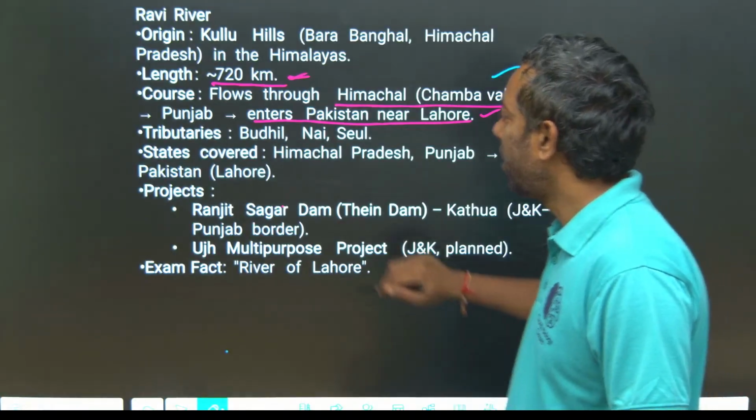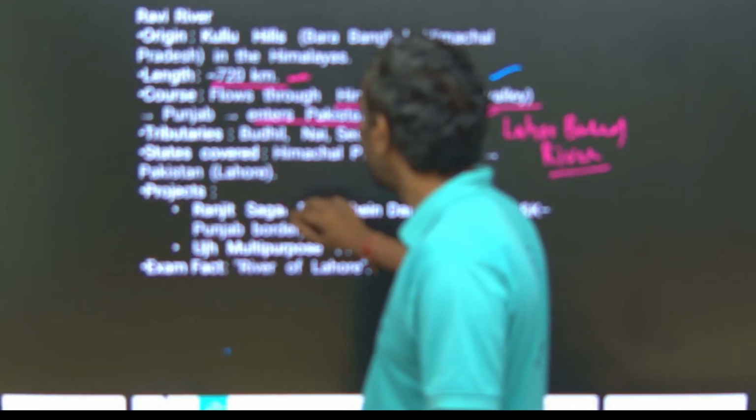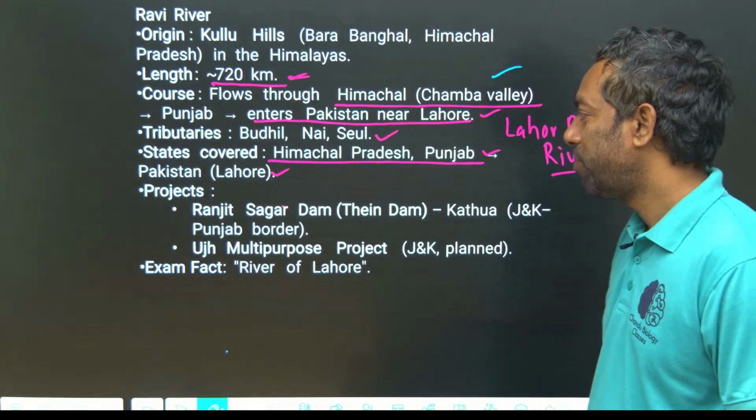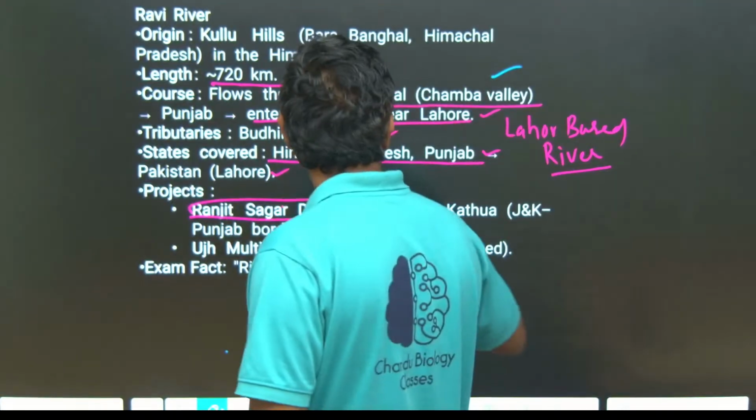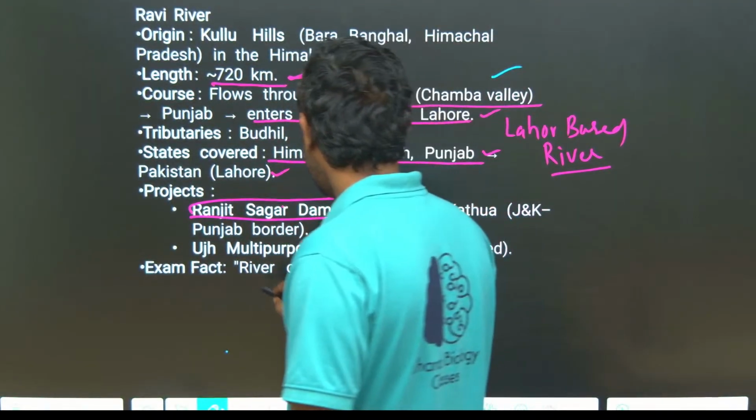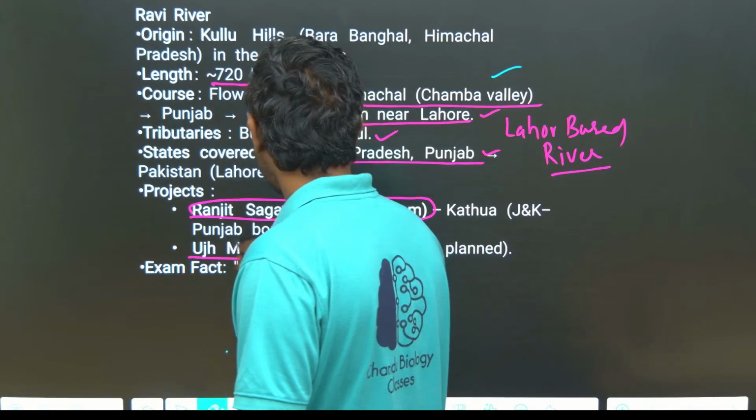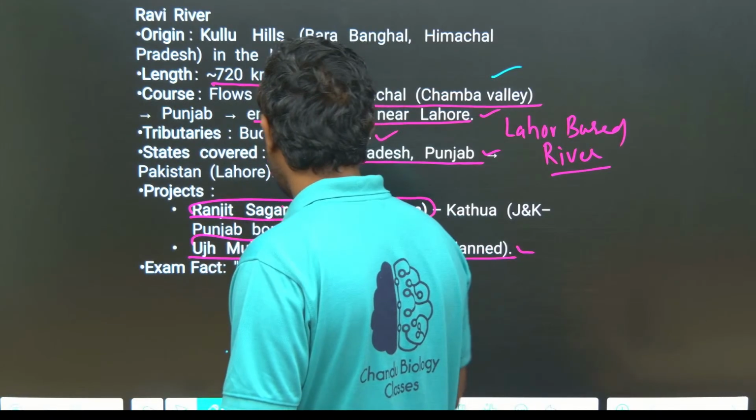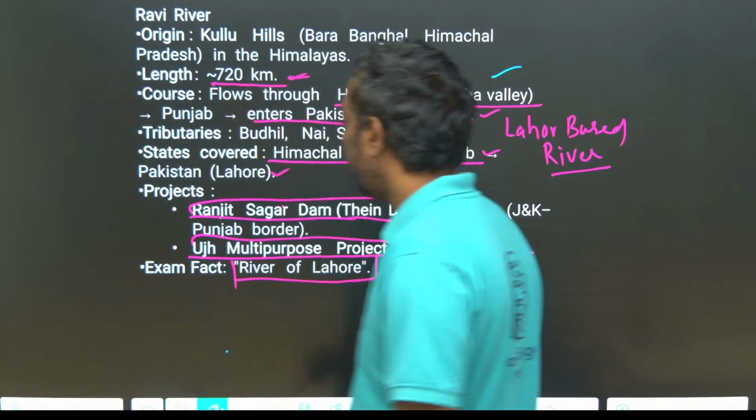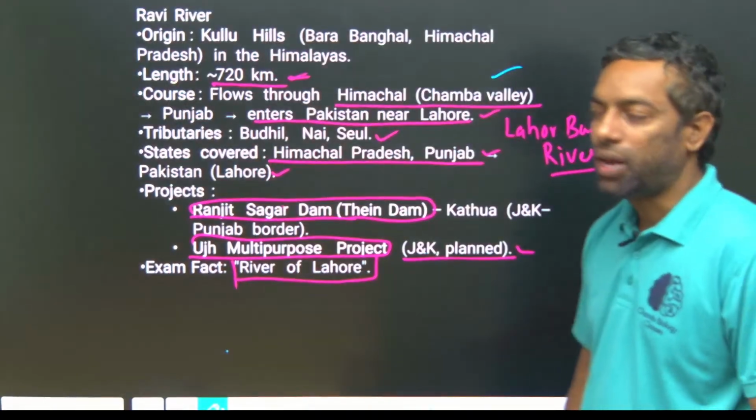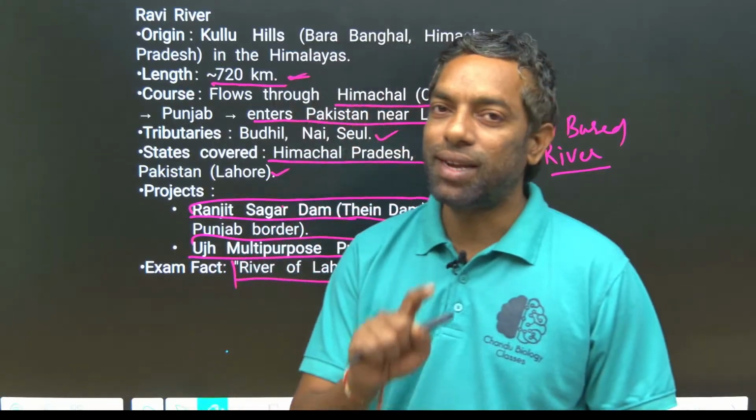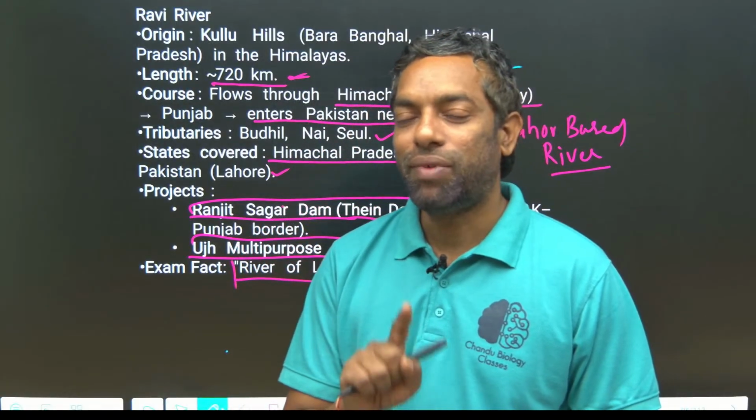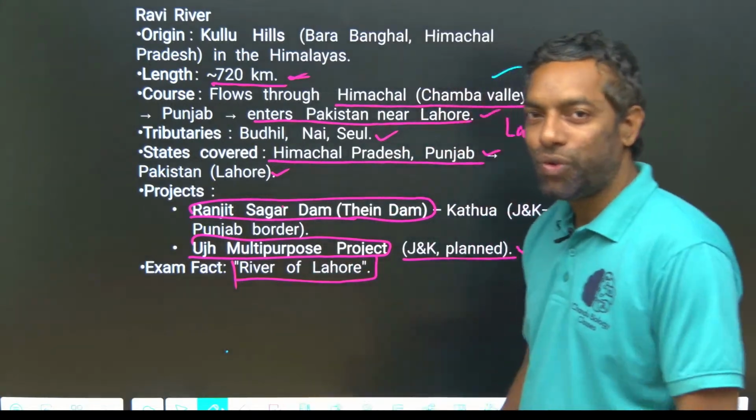Its tributaries, they don't ask you. States covered in India: Himachal Pradesh and Punjab. Finally it reaches Pakistan, Lahore. Project: Ranjit Sagar Dam is an important project. And the Ujh multipurpose project in Jammu Kashmir is also important. The exam fact: which is the river of Lahore? The river of Lahore is Ravi. This is the most important for the exam point of view, guys. I hope you understand it.